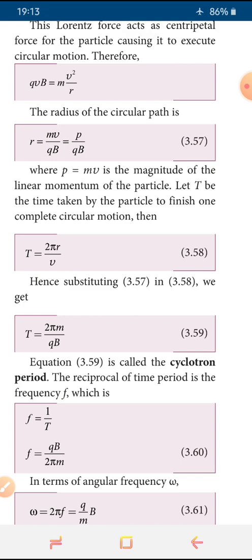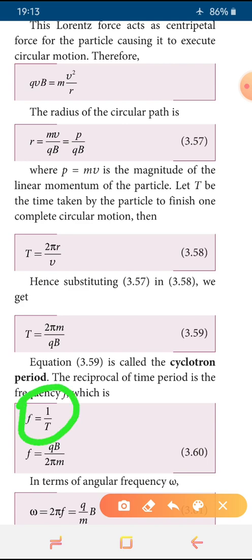Frequency is equal to the reciprocal of the time period. Then we are substituting to find the frequency. This formula 3.59 is used, and it will be inverted. f is equal to qB divided by 2 pi m. In terms of angular frequency, we can write the formula omega is equal to 2 pi into f. So what is the formula? Omega is equal to 2 pi into f.